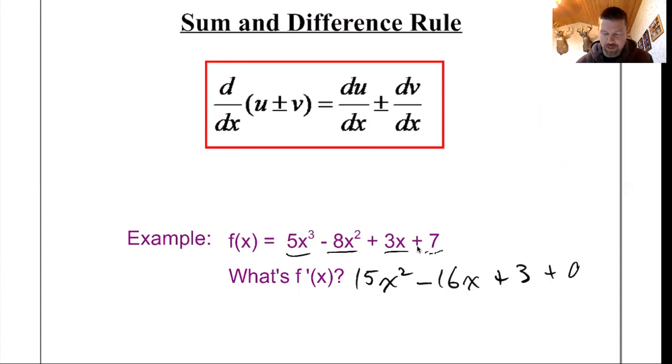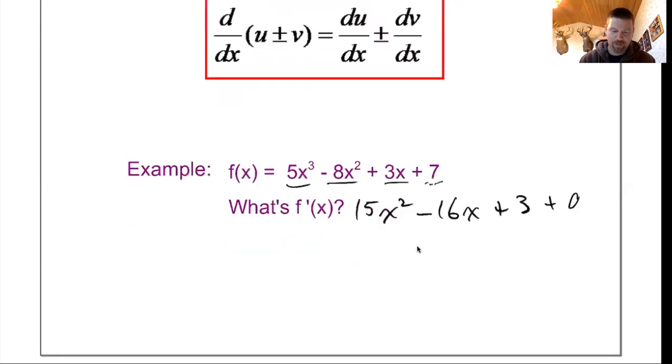Some people like to remember it like this. They have to say 7. Well, 7 is the same thing as 7x to the 0, right? No difference again. So if that 0 comes down, 0 times 7 is 0. So derivative of a constant is 0. So that part goes away.